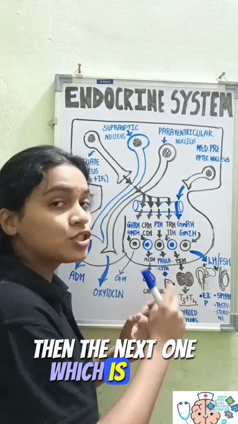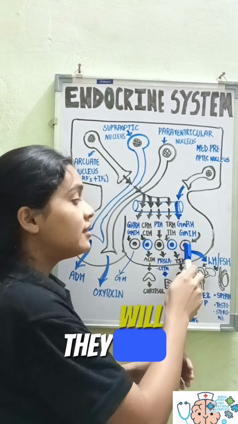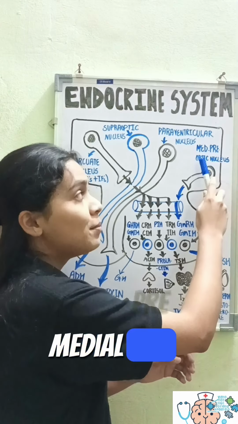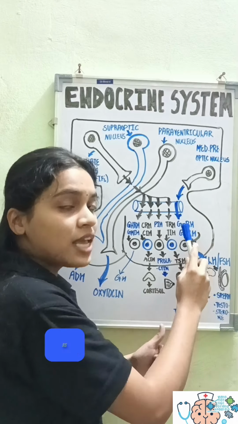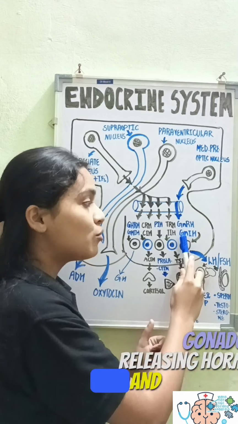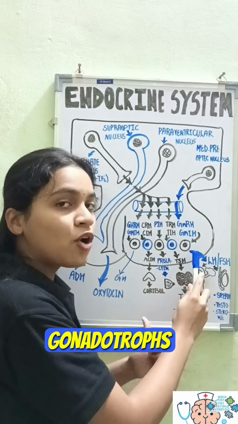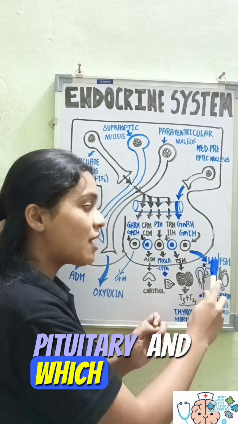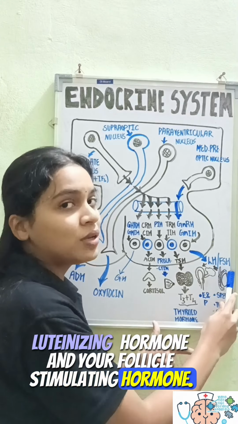Then the next one, your gonadotrophs, are not acted on by your arcuate nucleus; they will be acted on by your medial preoptic nucleus. Now this medial preoptic nucleus, same as the arcuate nucleus, releases gonadotropin releasing hormone and gonadotropin inhibiting hormone, which will further act on the gonadotrophs present in your anterior pituitary, which will further release your luteinizing hormone and your follicle stimulating hormone.